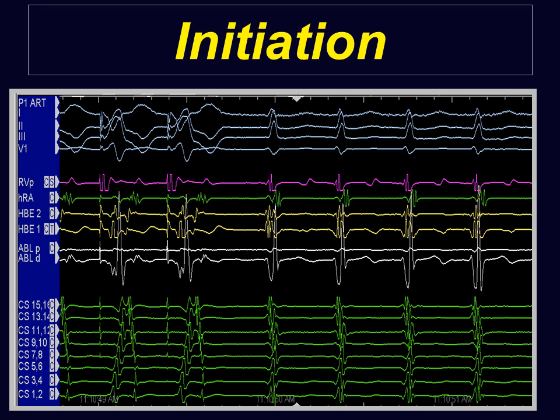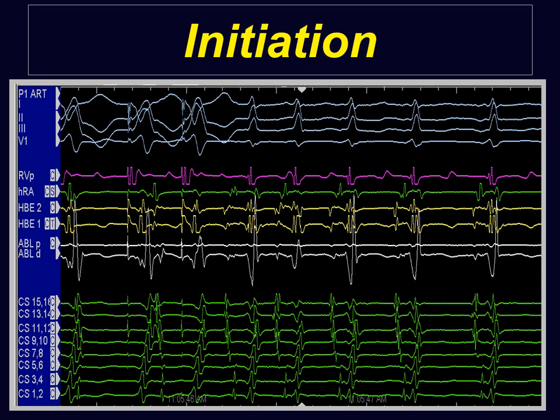And you can see when you have R to P interval this tight, we say less than 70, but this may be even less than that, then this is very suggestive that the patient you're dealing with has re-entry.